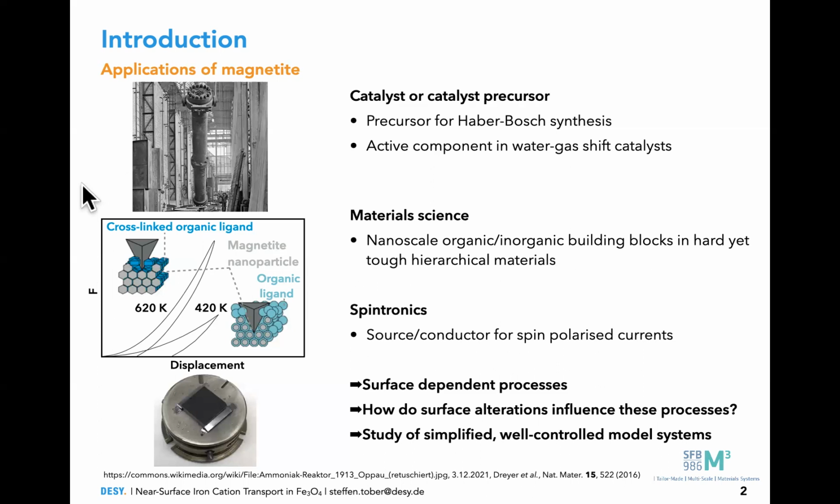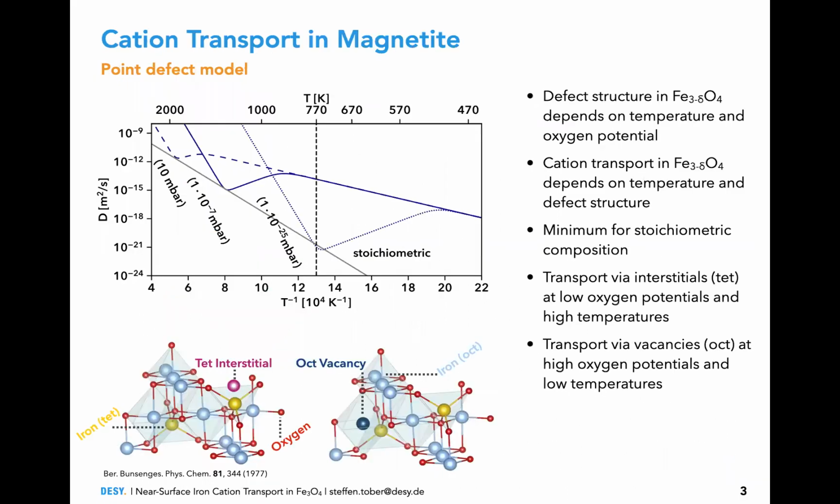And all these applications have in common that they are highly surface sensitive. So we would like to know how surface alterations influence these processes. And surface alterations often also include near-surface cation transport. And we studied this in a simplified model system because these applications usually take place in rather complex environments. So instead, we used a magnetite single crystalline 001 polished surface, and we studied the process in ultra-high vacuum to get very good control over the environmental conditions.